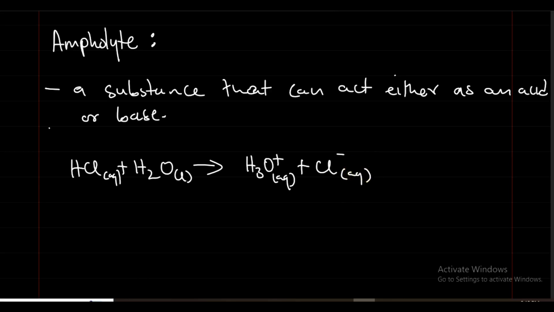So I'm going to have hydronium plus chloride ion. So what happened here? We can see that this HCl has donated a proton to water, right? So because this HCl is an acid, it's a proton donor, right? And this makes water what? A base, a proton acceptor.